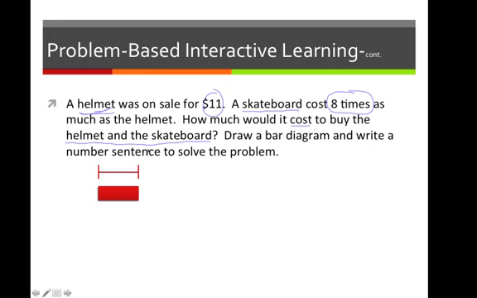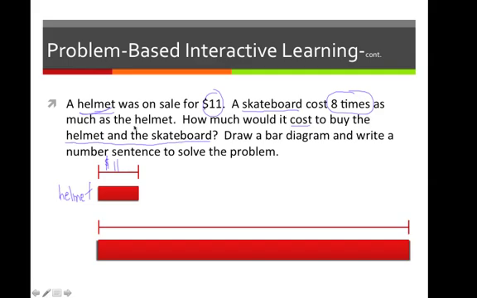So here's the first bar, and this is going to represent the helmet. So let me go ahead and label. Sorry about that. It's $11. And now I need to draw the bar that represents the skateboard. And as you can see, this bar is 8 times greater than the helmet. So I'm going to go ahead and label that bar skateboard.